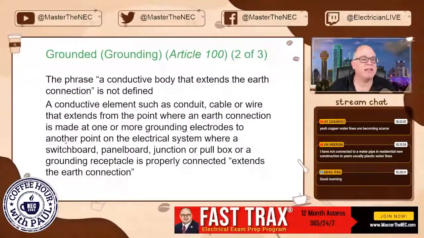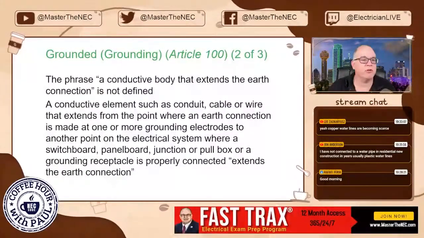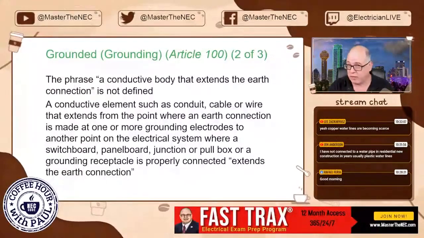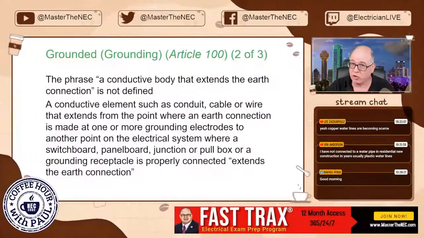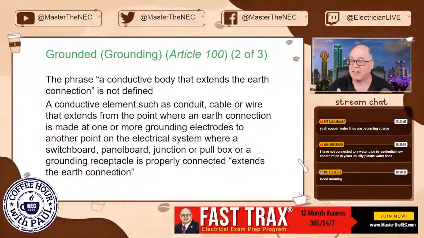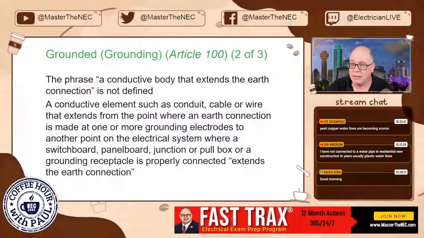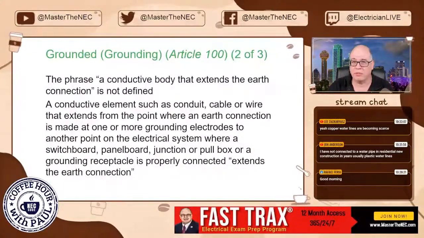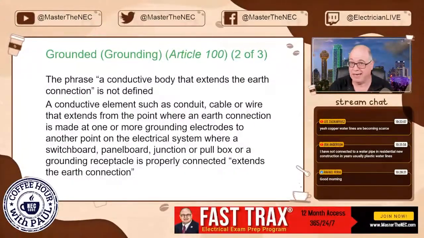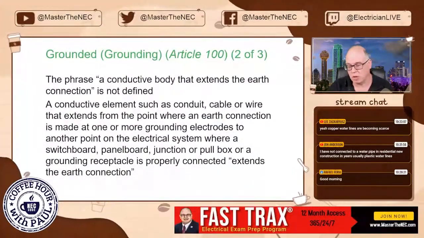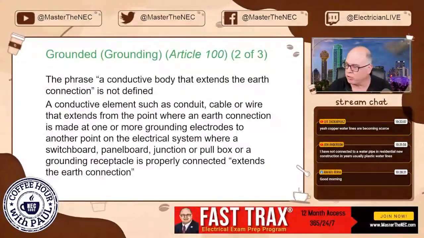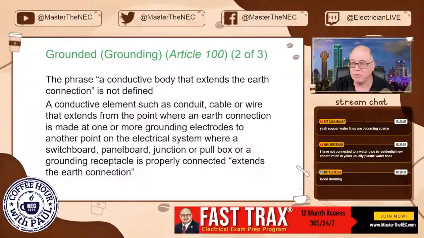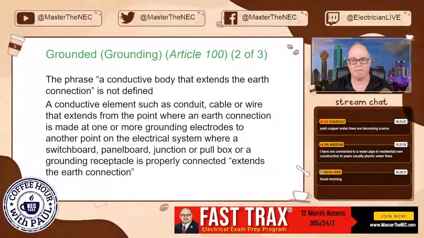John says, I have not connected a water pipe in residential new construction in years, usually plastic. Absolutely. But if you did connect to a metal water pipe underground that qualifies, 10 feet in contact with the earth, then you're going to have to supplement it with another electrode. And you're not going to supplement it with another water pipe. Can't do that, right? But yes, many people aren't doing that anymore. But just remember, if it's there, you still got to connect to it. But you got to supplement it.